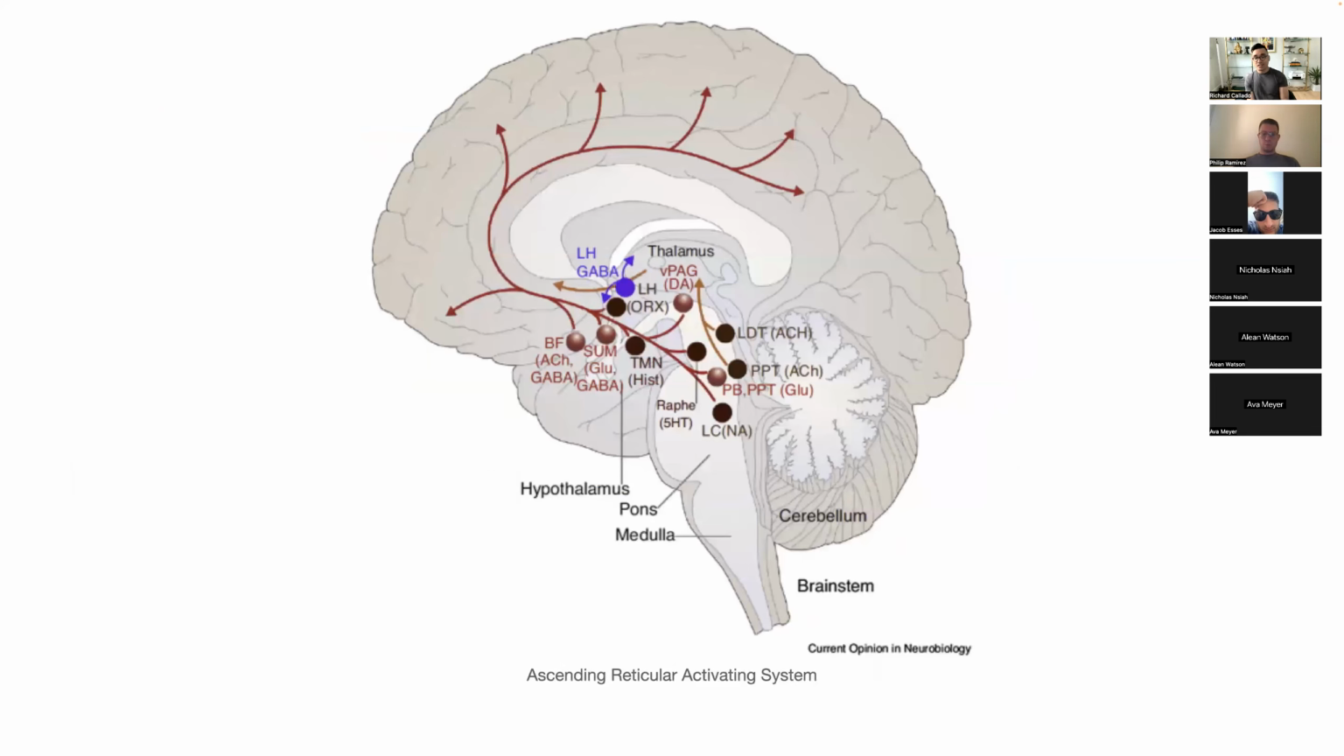Okay, so this is called the ascending reticular activating system. I want you guys to look at this. I know there are a lot of acronyms there, but I'm going to break down the more important ones to know.